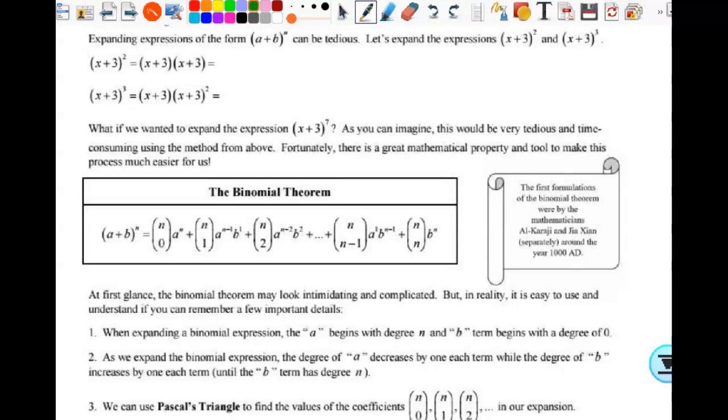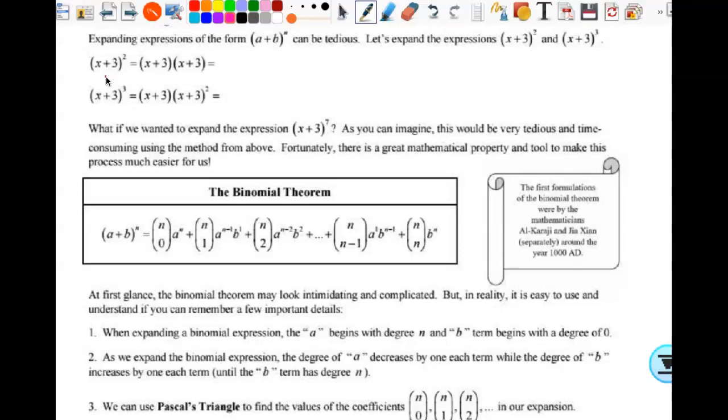Binomial has two terms, right? Hence the prefix bi there. So expanding expressions in the form a plus b to the nth power can be tedious. Now remember that if I have x plus 3 quantity squared, that is not x squared plus 9, right? It's like x plus 3 times x plus 3, then we expand that, right? Which we should be able to do very, very easily. So let's just do it a piece at a time.